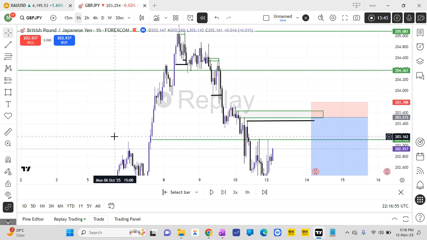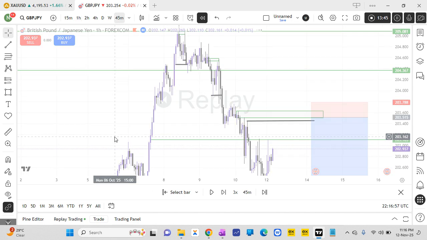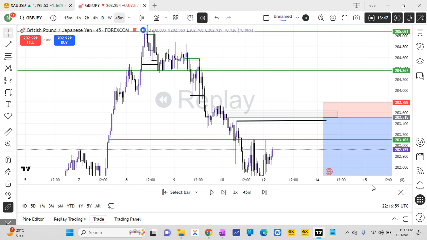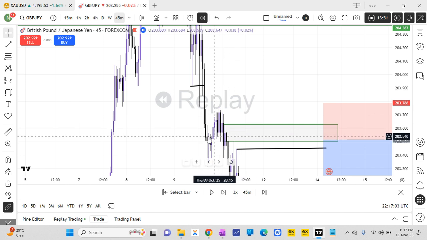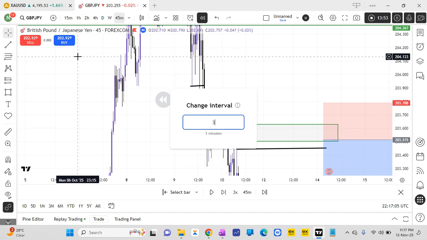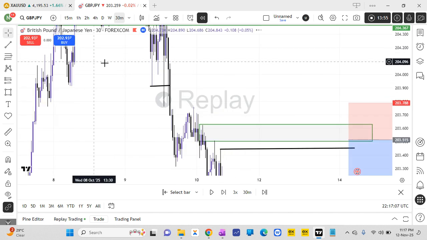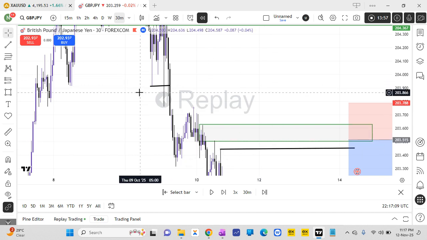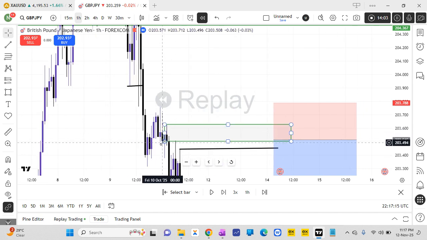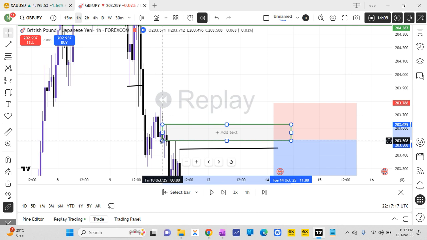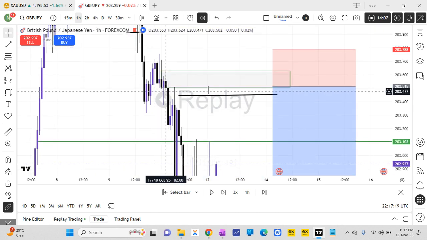Yeah, that's why I didn't go to lower time frame. I'm looking for what is clearer. Okay, lower time frame, this has been mitigated in lower time frame. 30 minutes, let's say, same thing has been mitigated. But 1 hour hasn't been mitigated. So I'm more comfortable with this one.